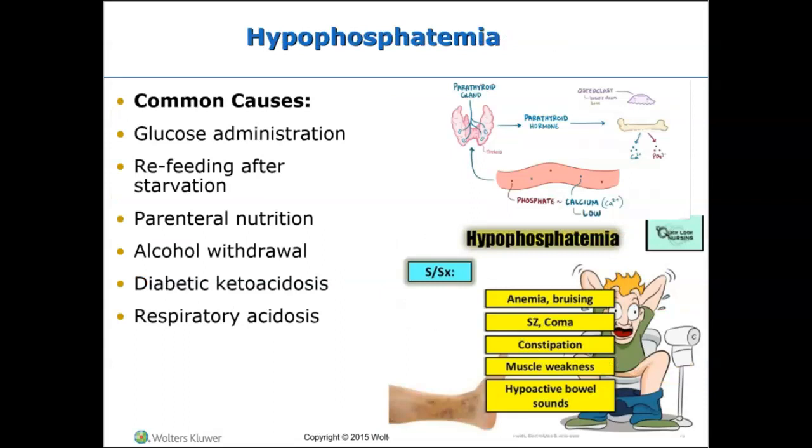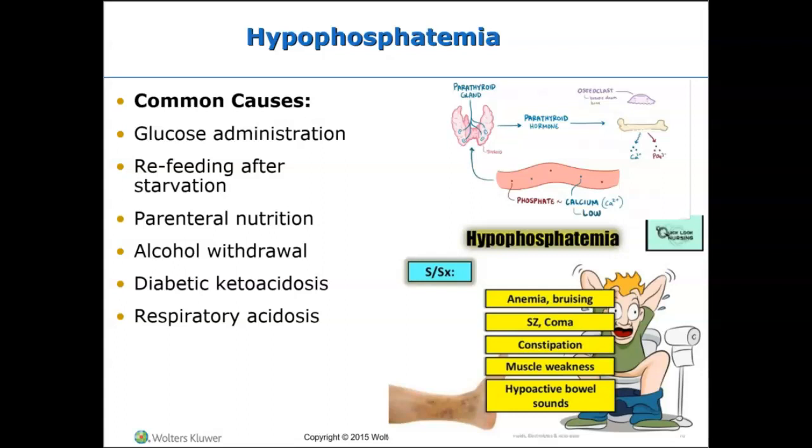In hypophosphatemia, the common causes are listed on this slide. Again, it could be due to alcohol withdrawal. It could be a diabetic that has gone into diabetic ketoacidosis or DKA. It could be someone who is in respiratory acidosis, like your COPD patients. It could be due to parenteral nutrition or refeeding a patient who has been starving for a long time. It could be due to us giving glucose, maybe IV fluids that have glucose in them. It could be any of those reasons.